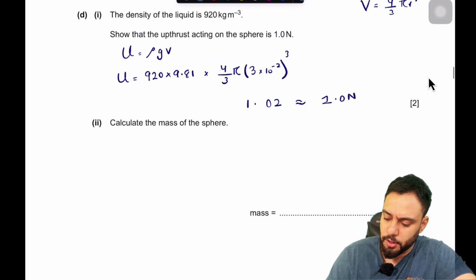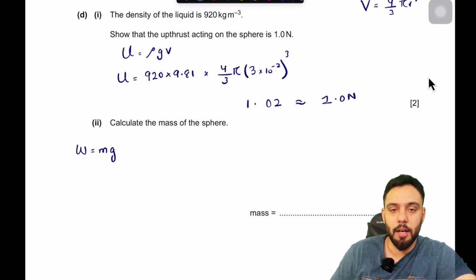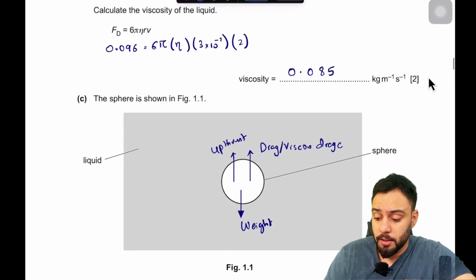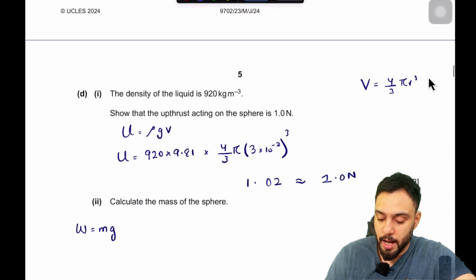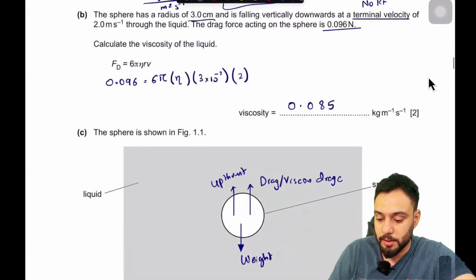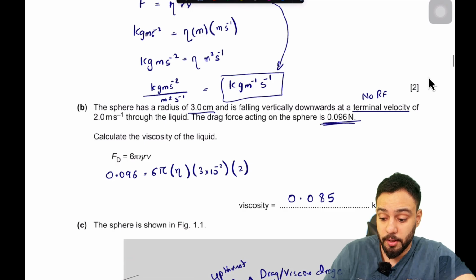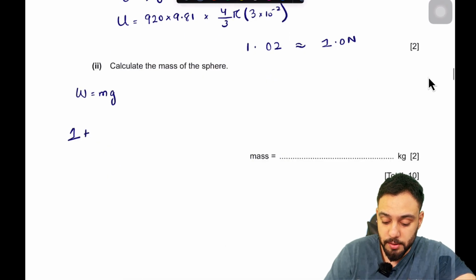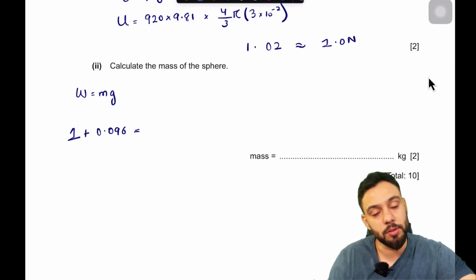Okay, so mass you need to find, you have the formula that's W equals mass times gravity, and you do not have the weight. But since the object is moving in terminal velocity, definitely the weight is going to be equal to the sum of these two forces. You already have the upthrust, that's 1 Newton. So 1 plus the viscous drag that is given in the equation above in B part, that's 0.096. So plus 0.096. These two forces adding up together would be equal to the weight because it's terminal velocity.